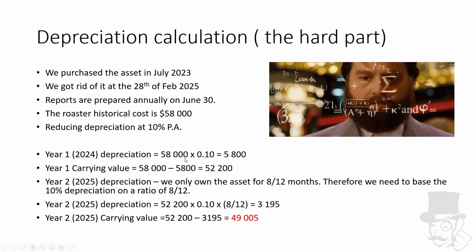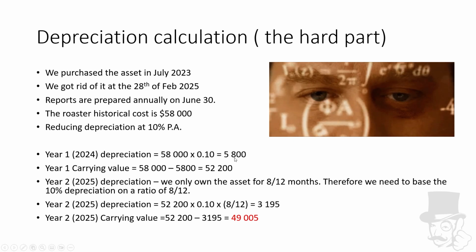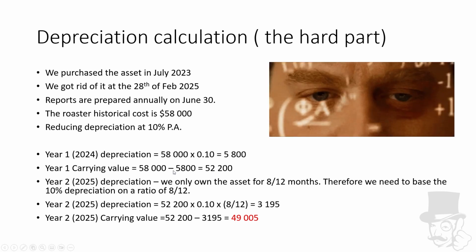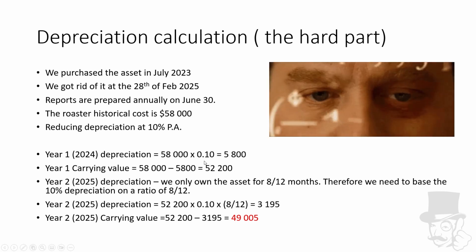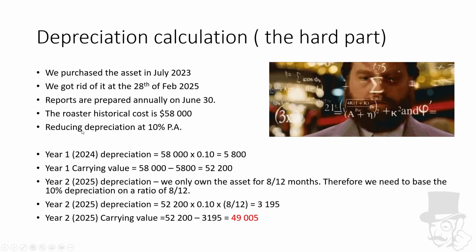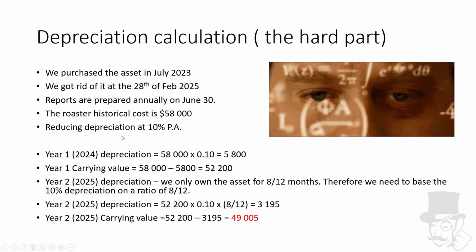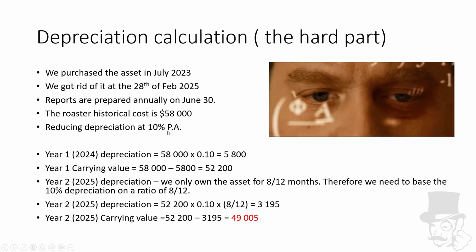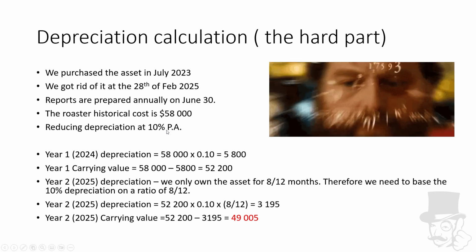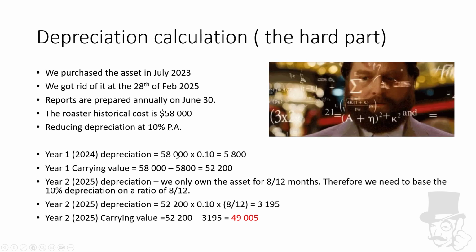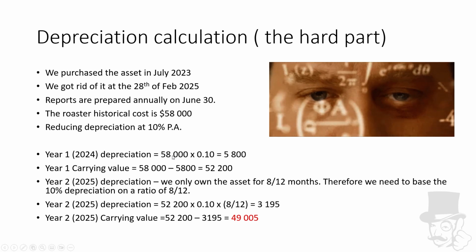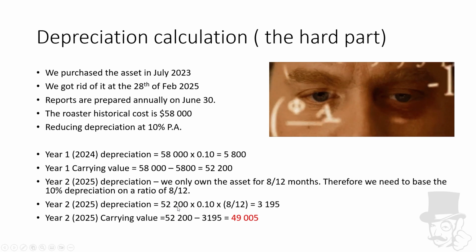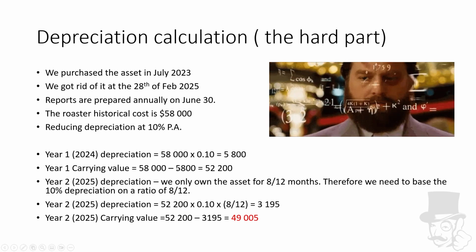Depreciation on year 1: 10% of $58,000 is $5,800. So the carrying value at the end of the first year of the asset is $52,200 after we account for depreciation. Probably something I should note also, if you didn't know already, reducing balance depreciation is doing 10% off the carrying value of the asset, not historical cost. So make sure you always do it off the carrying value. In this case, because the asset's brand new, the carrying value is the same as the historical cost. But on the second year, you'll notice that the carrying value of the asset is $52,200, not $58,000.